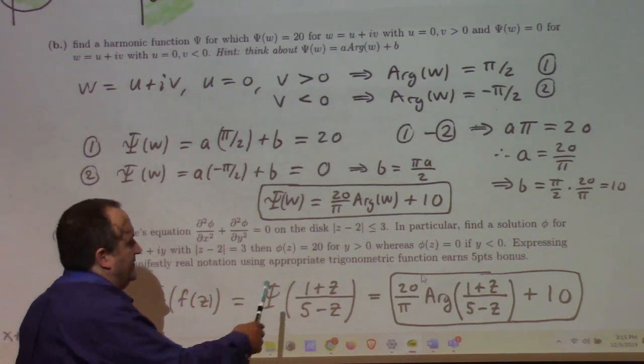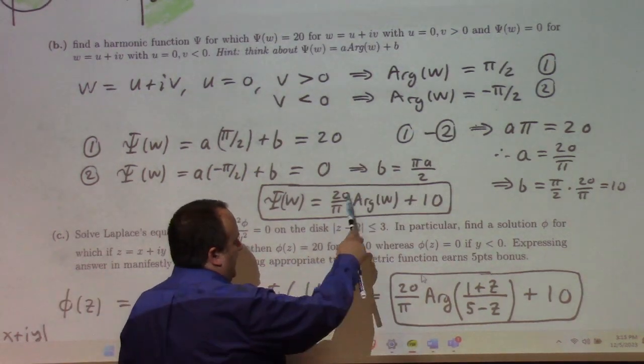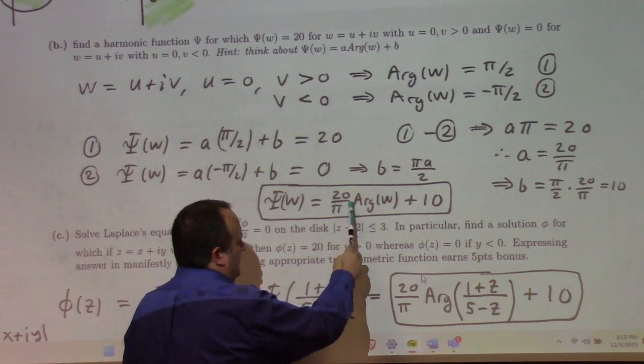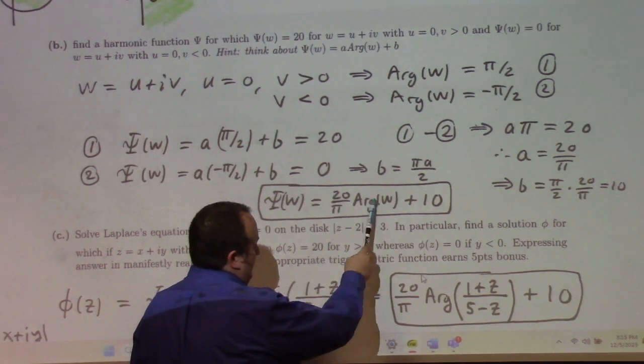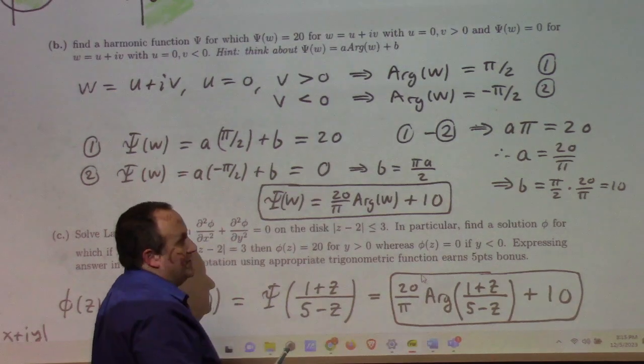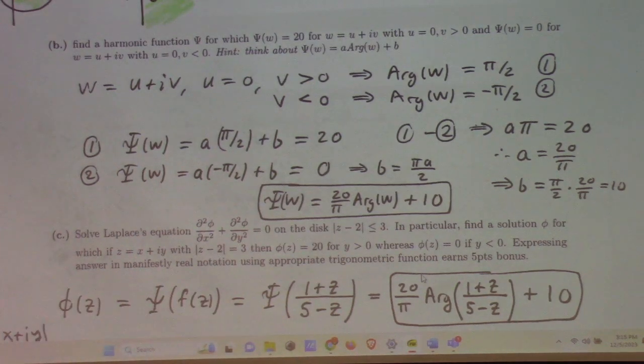When you put pi over 2 into this, the pi cancels and 20 over 2 gives you 10. 10 plus 10 is 20. And when you get minus pi over 2, you get 10 minus 10, which is 0. So that's how that all works. But it's two equations, two unknowns, which I guess is always dangerous, but there it is.